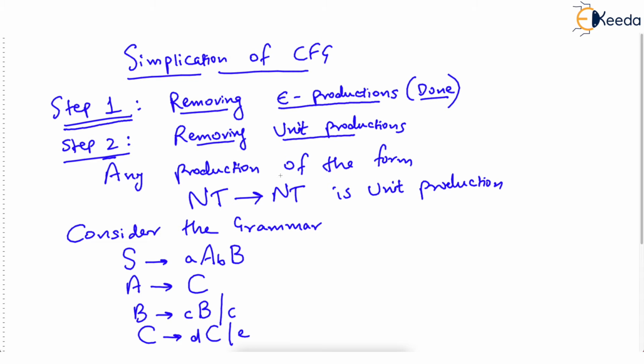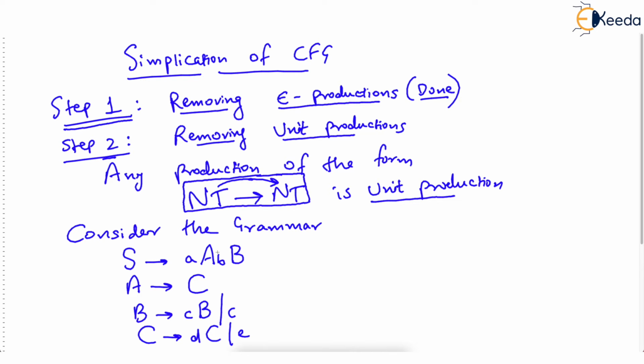Now any production of this form, you see, where a non-terminal derives a non-terminal, a single non-terminal deriving a single non-terminal, that is, on the right hand side of the production you have only one non-terminal, is called a unit production. Any such production is called a unit production.